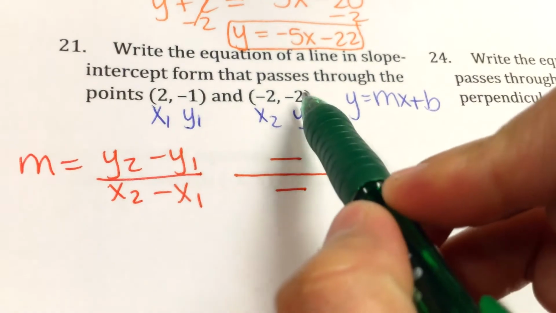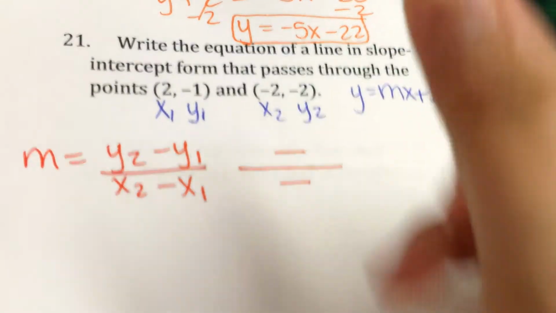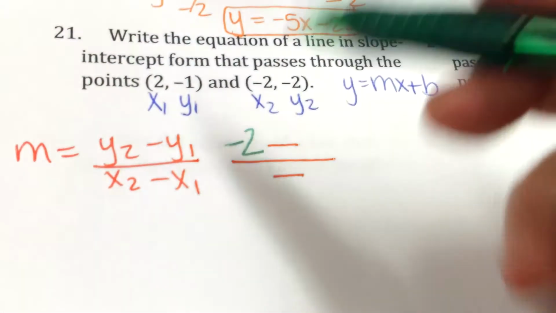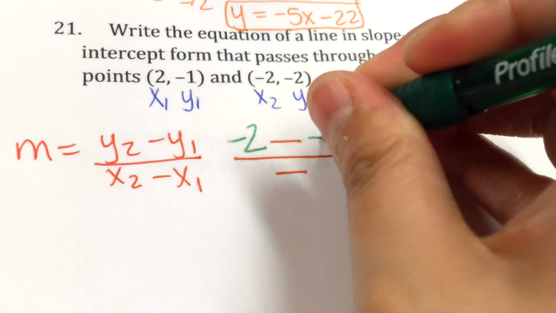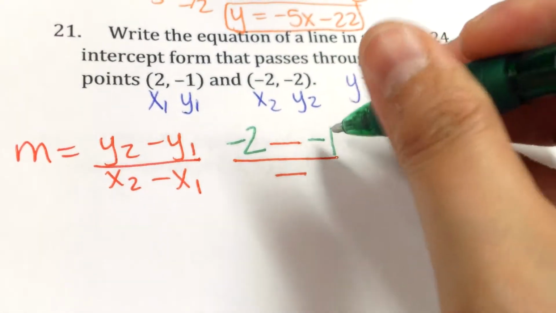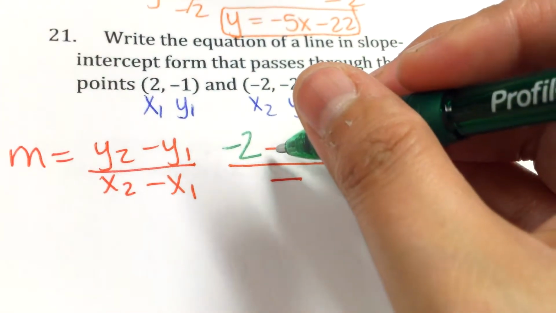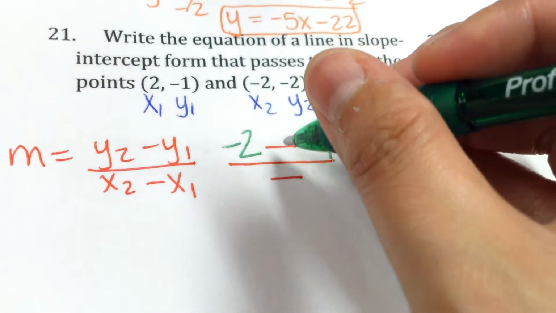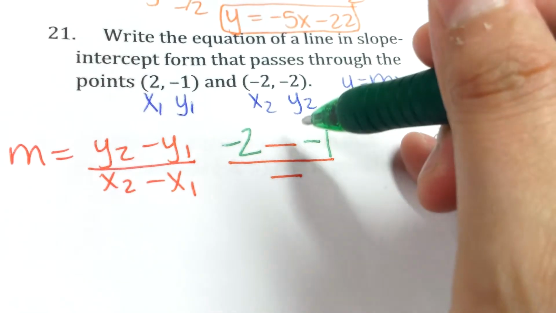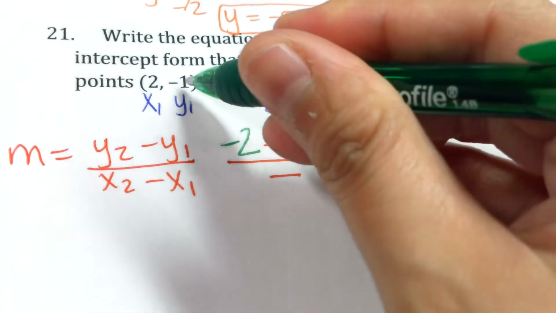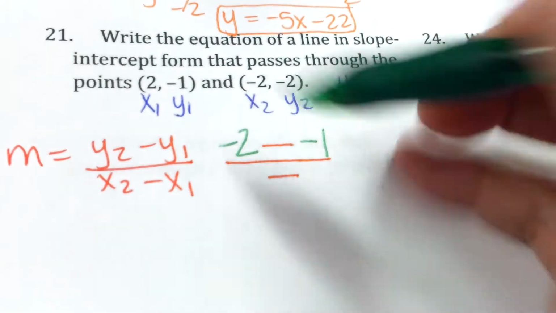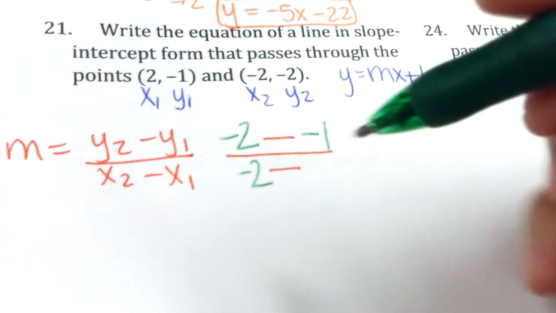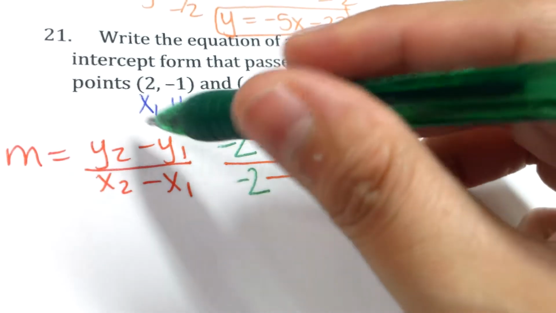Alright, y2 is negative 2. y1 is negative 1. See, this is what I mean. You have to put that negative 1. Just because the minus is there, it doesn't mean that it's part of the number. The minus is part of the formula, so you need to put that negative 1 because that's the number. Now, x2 is negative 2. And x1 is 2.